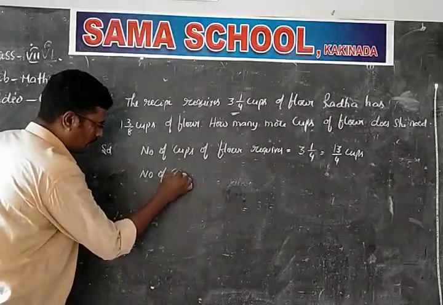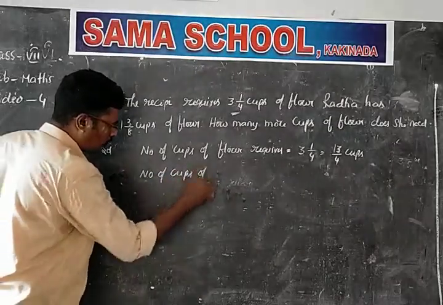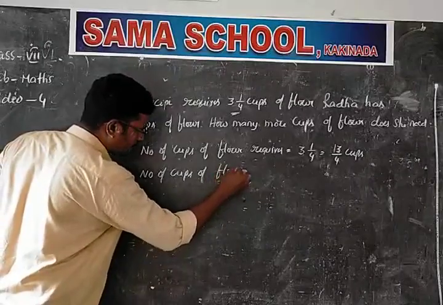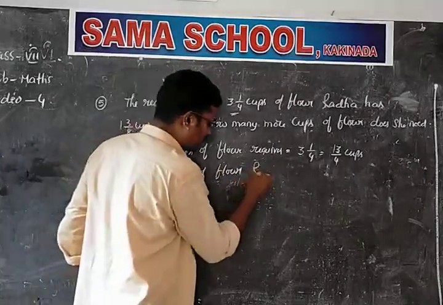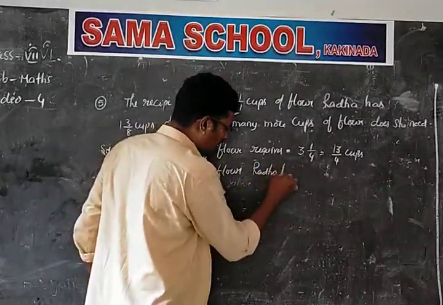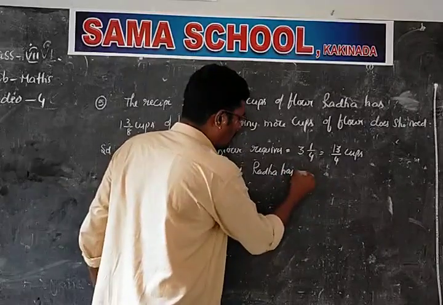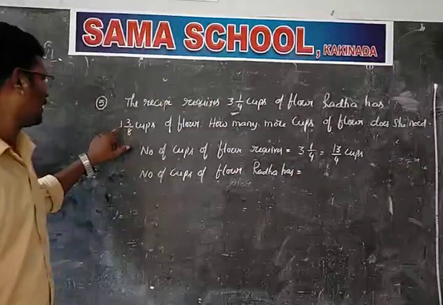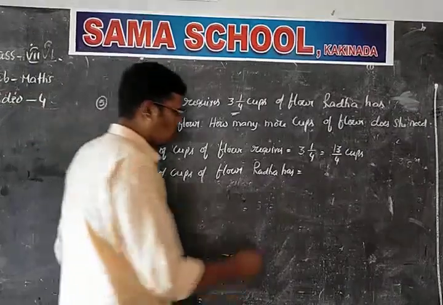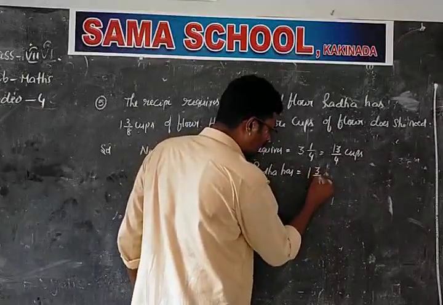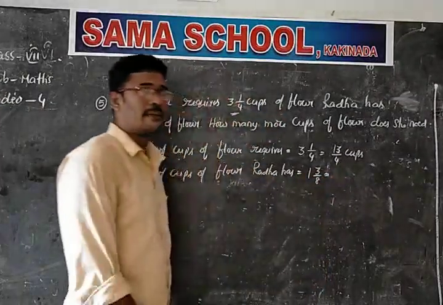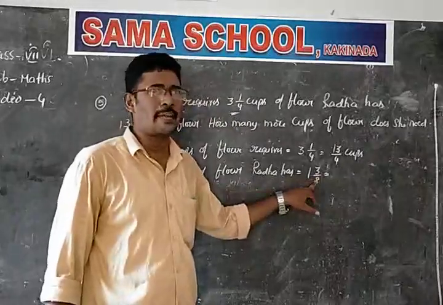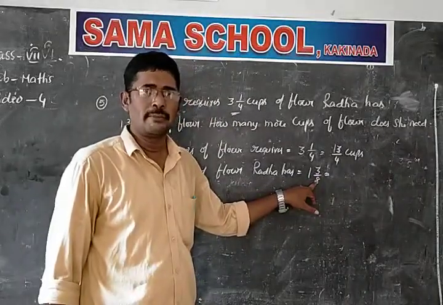The next one: the number of cups of flour Radha has. How many cups does Radha have? Given 1 3/8 cups. What is the type of fraction? This is a mixed fraction.